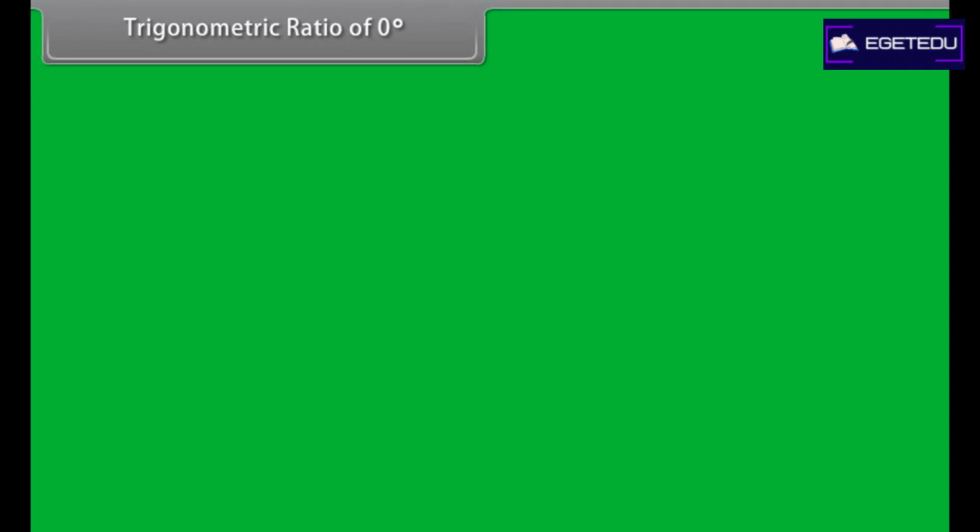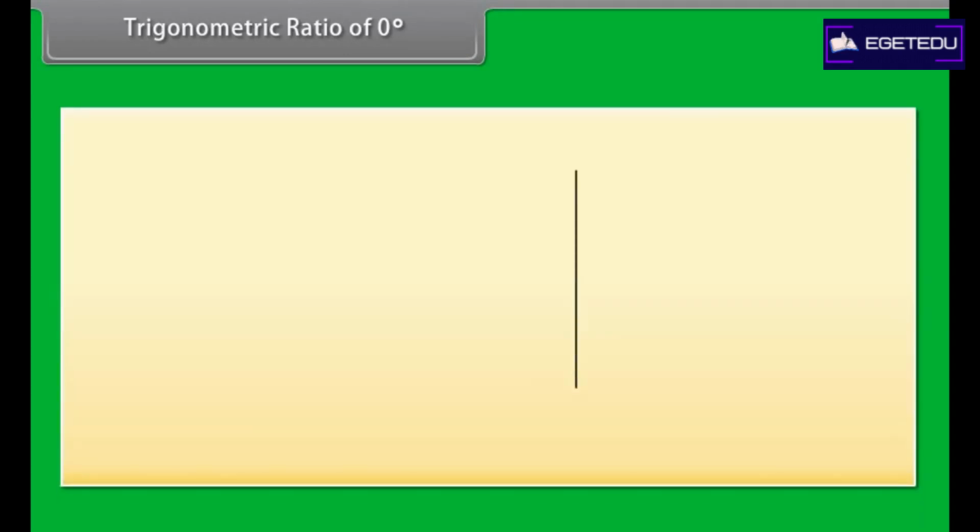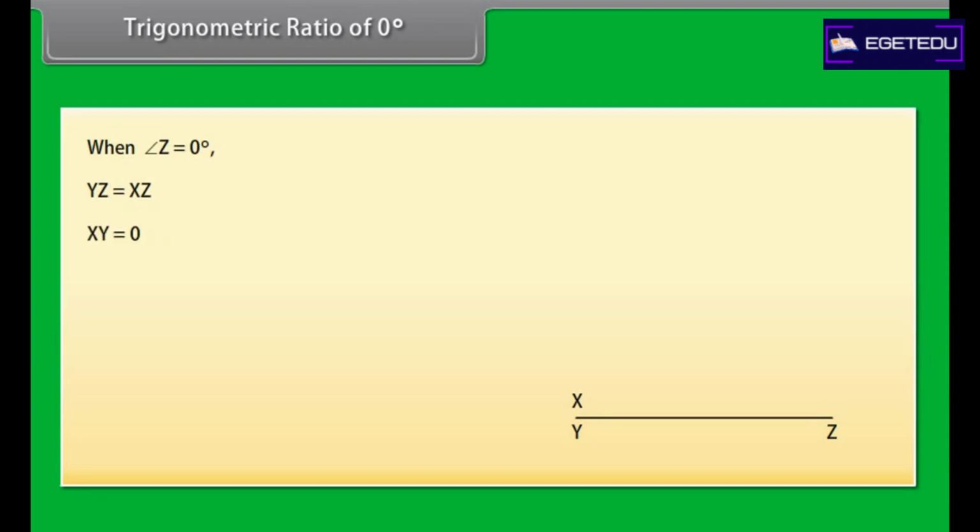Recall the discussion of Vedika and Anvesha at the beginning of the lesson. Height of building upon distance between building and ship is equal to tan 45 degrees. By substituting the values, we get height of building upon 10 meters, which equals 1. Therefore, height of building is equal to 10 meters.